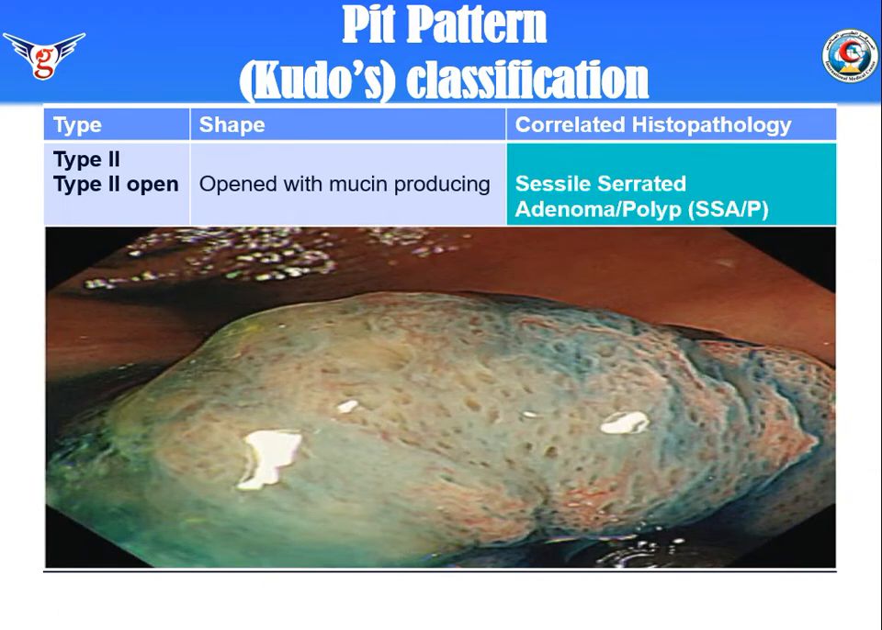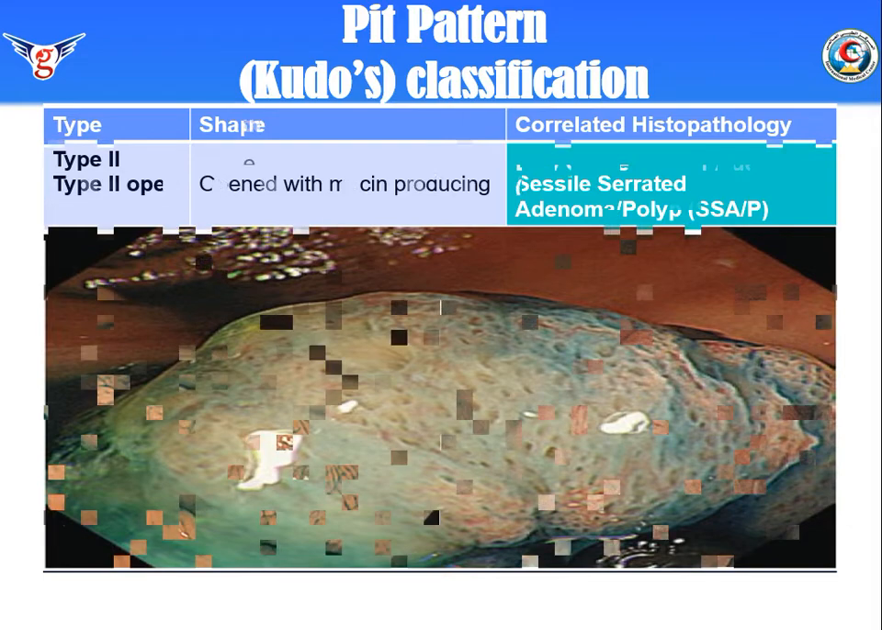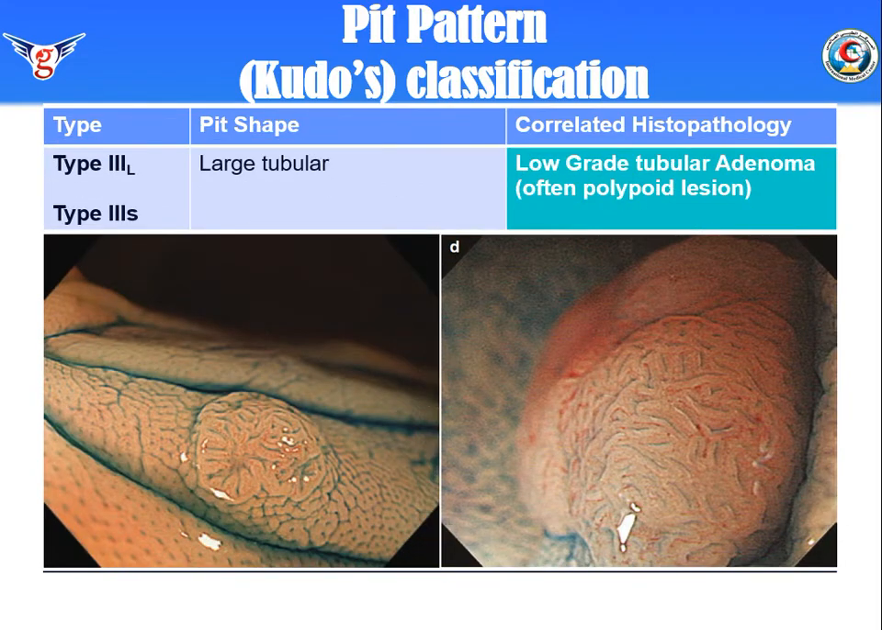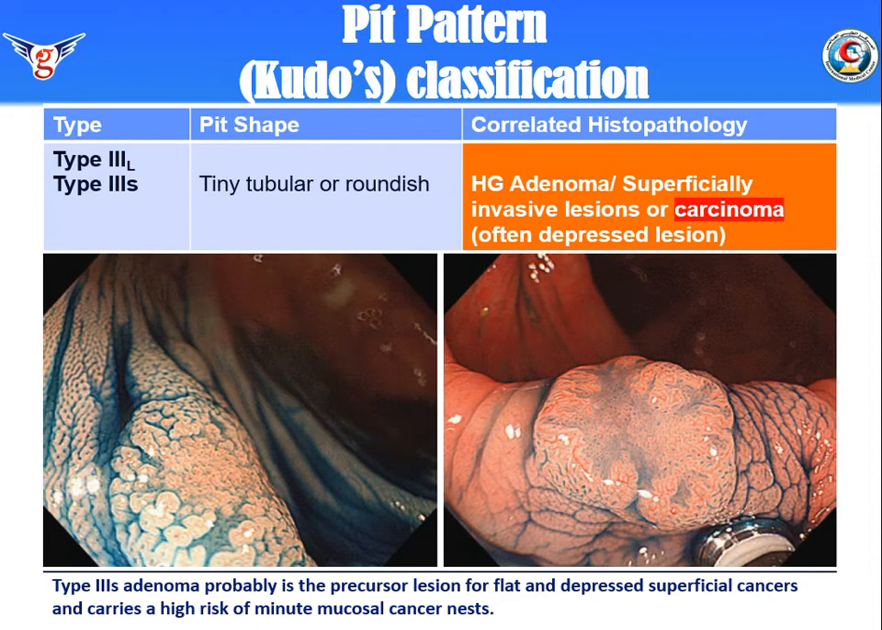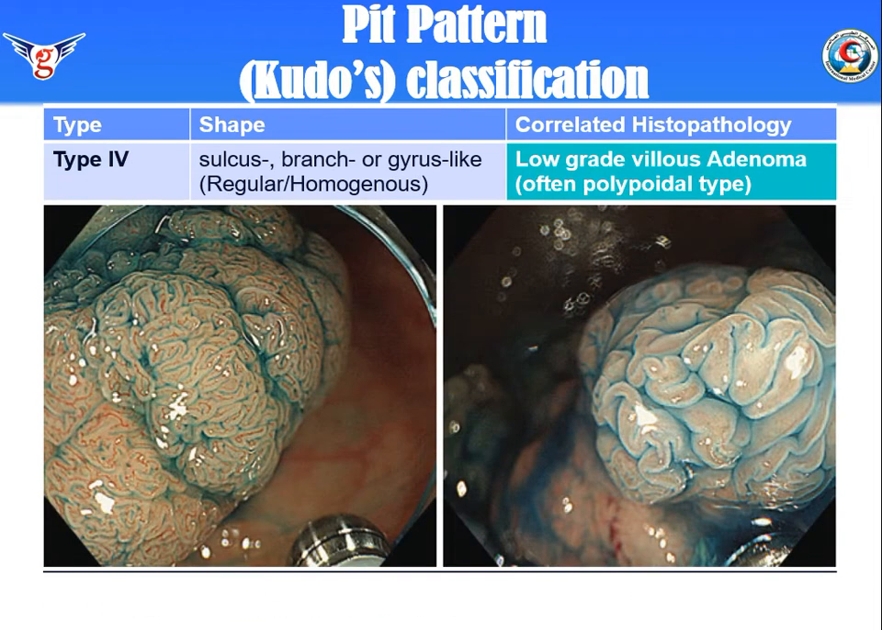Type 2 open pit pattern has open mucin-producing pits and is associated with sessile serrated adenoma. Type 3L or large pit pattern has large tubular pits and is associated with low-grade tubular adenoma, that is often polypoidal. Type 3S or small pit pattern has tiny tubular or rounded pits and is associated with high-grade adenoma, superficially invasive lesion or even deeply invasive carcinoma, and is often seen in depressed lesions. Type 4 pit pattern has regular or homogeneous sulcus, branched or gyrus-like pits and is associated with low-grade villous adenoma that is often polypoidal.